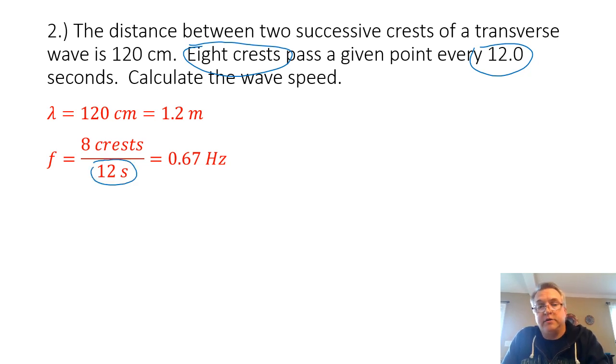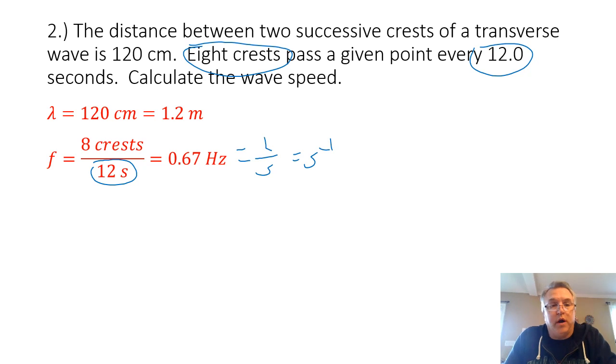Once again, in order to calculate the frequency, I need my time component in the denominator, because hertz is equal to 1 over seconds, or seconds to the minus 1. So that's a good way to tell which way to set things up for frequency, and it would be the opposite for the period. But for frequency, I need my time value in the denominator.